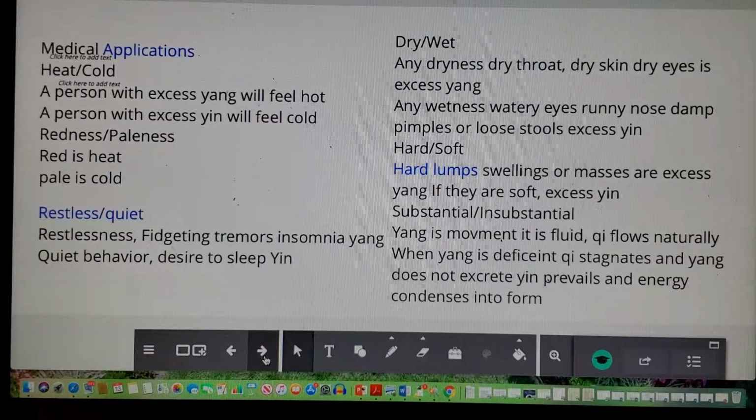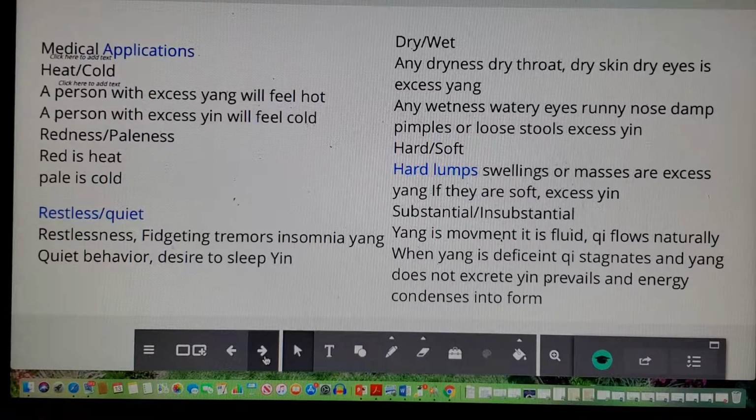So, medical applications. A person with excess yang will feel hot. A person with excess yin will feel cold. There will be redness and paleness: redness if it is hot, and paleness if it is cold. Restlessness, fidgeting, tremors, insomnia, those are all yang. Quiet behavior, a desire to sleep, is all yin. Dryness, dry throat, dry skin, dry eyes, indicates excess yang. Wetness, watery eyes, runny nose, damp pimples, or loose stools, diarrhea, that's excess yin.